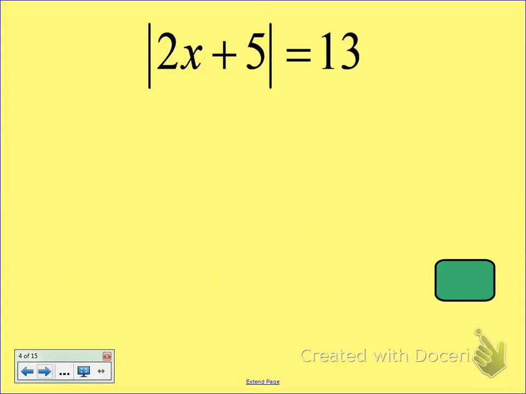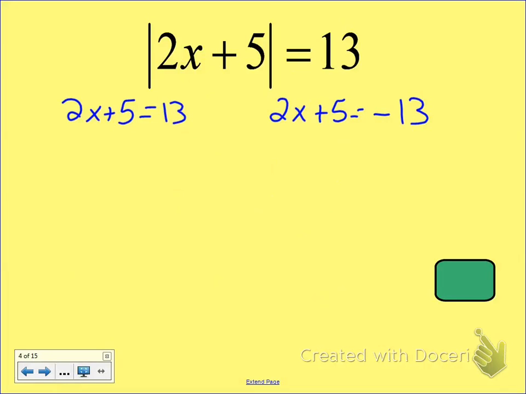Absolute value of 2x plus 5 equals 13. Before you get started, how many answers do you need for this one? Yep, that's right. You need 2. Yes, 2 answers to this problem. So we need to set up 2 different equations. So we're going to have 2x plus 5 equals 13. That's your basic first equation. Your second equation, do you remember what to do? Here you go. You're going to change the sign of the number on the right-hand side. So we're going to do 2x plus 5 equals negative 13.